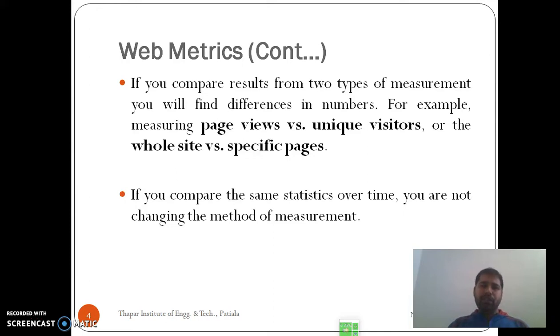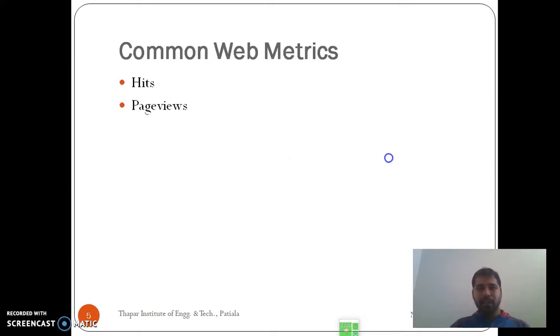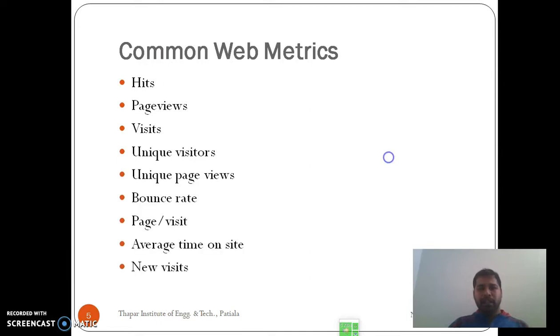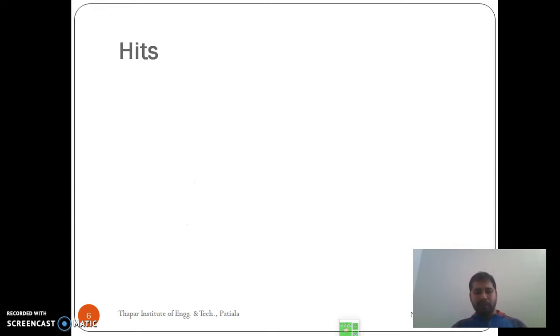Next, if you compare the same statistics over time, you are not changing the method of measurement. For example, length. If you measure this, let's suppose, in February, and if you measure the same thing in May, then definitely it will remain the same. So we have some common web metrics like hits, page views, visits, unique visitors, unique page views, etc. In the upcoming slides, I will discuss each one by one.